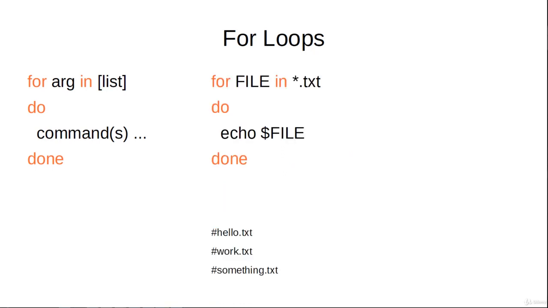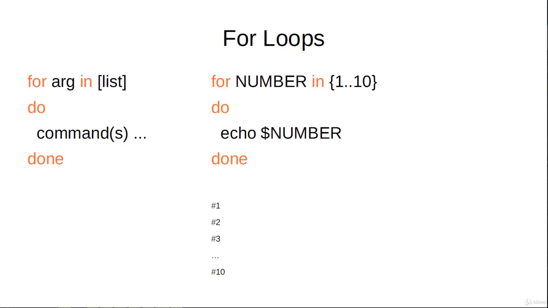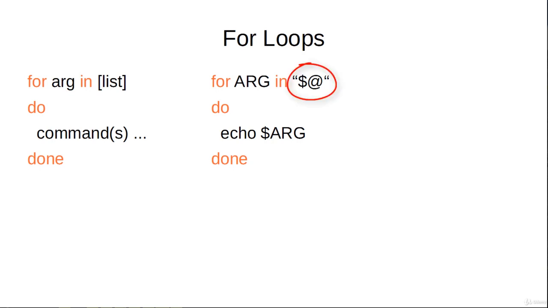We can also use wildcards in for loops. Here for example the list contains all text files, and for each text file we are printing it. Using for loops we can iterate any number of times. Here for example we are iterating through a list of range 1 to 10, so iterating 10 times. For loops are also hugely used for looping through all provided arguments, as we can see in this example.